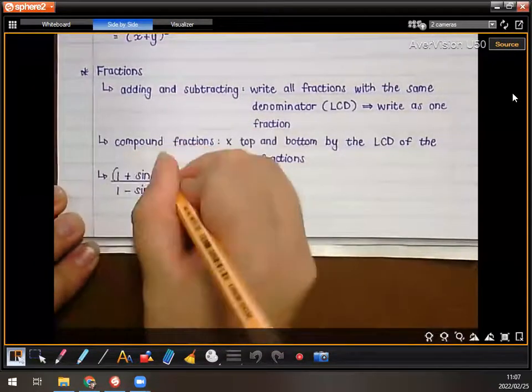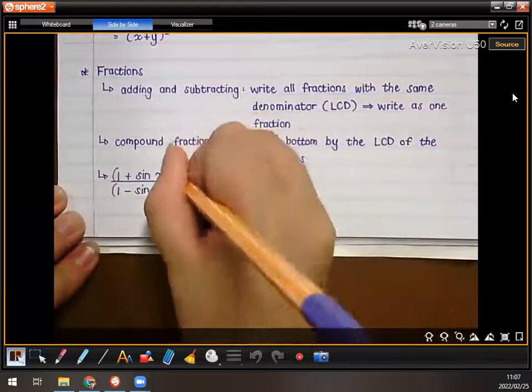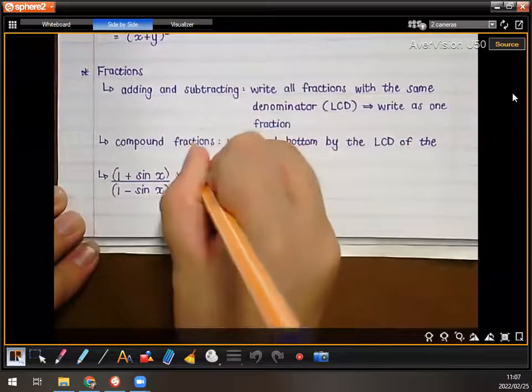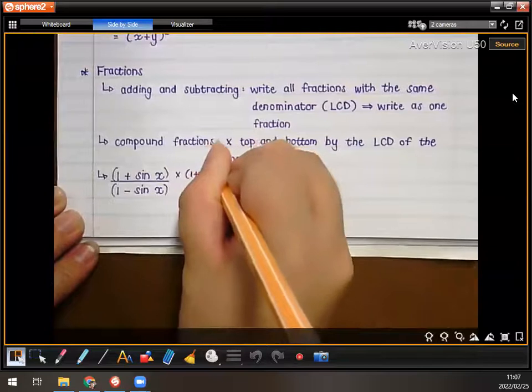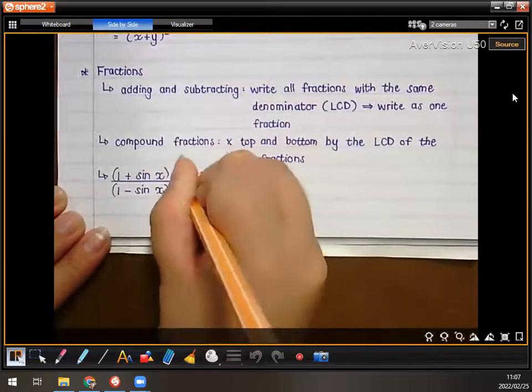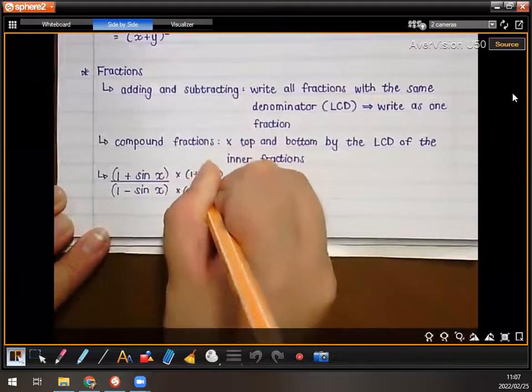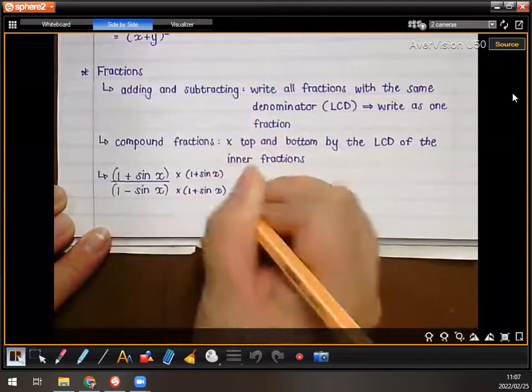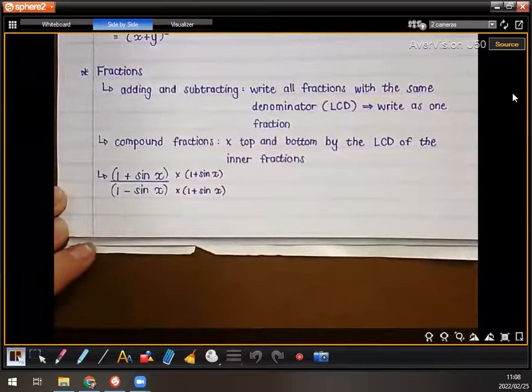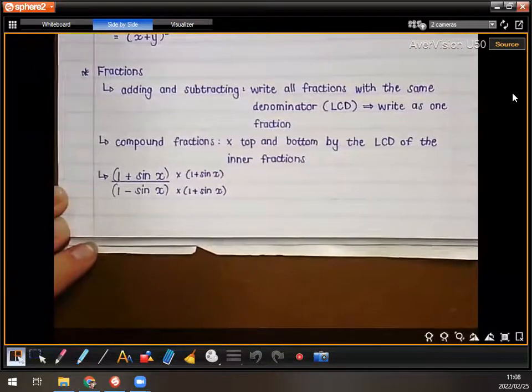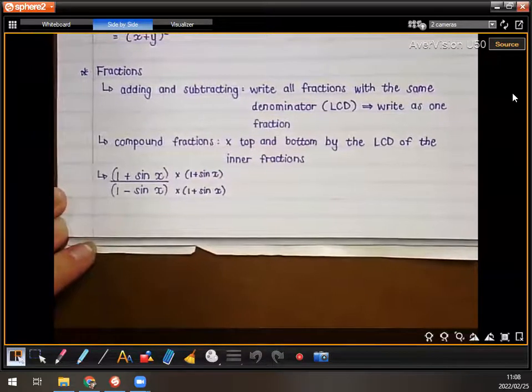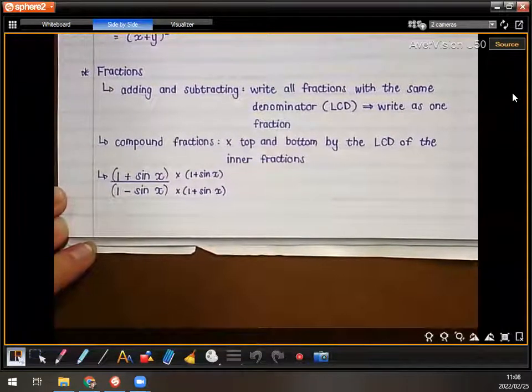So we're going to put brackets around that. We're going to times this by 1 plus sine x, and we're going to times the bottom also by the same thing. The reason we are allowed to do that is that multiplying by something over itself is the same as multiplying by 1, which doesn't change the value of the fraction. We're just multiplying by 1 in a clever way, so that will give us something more to do. Do you see that?